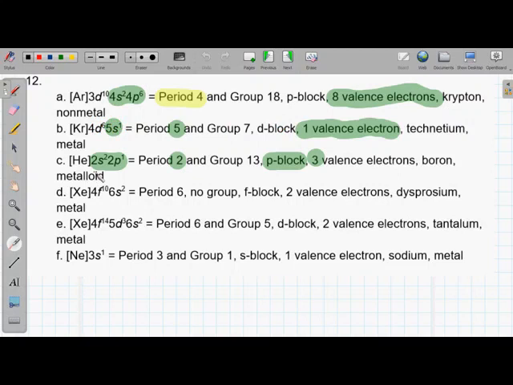Remember, this sort of question you should be able to do without a periodic table. I realize you can look at the configuration and figure out the name of it, but you're supposed to be able to do these types of questions without the periodic table. All right, so 2s2, 2p1. So it's in period 2, right, because that's the highest number. It's in group 13. And it's in the p block, has 3 valence electrons, and it is boron.